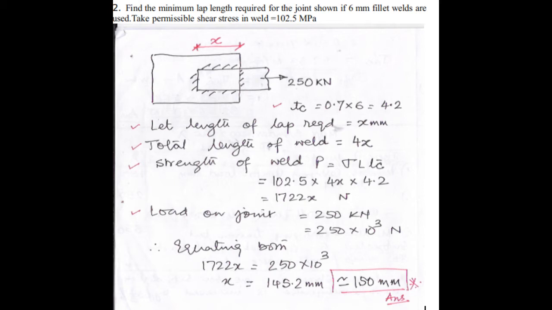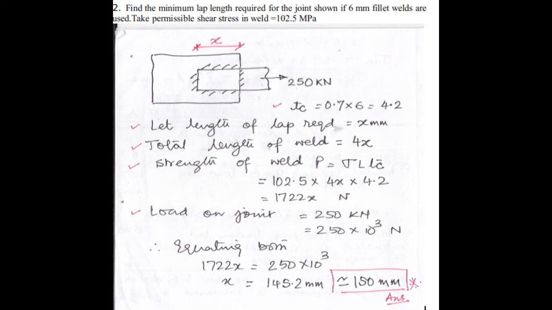The strength of the weld, the formula goes this way: P is equal to sigma L into TC, where sigma is the permissible shear stress in the weld, that is given as 102.5, L is the length of the weld, that is 4x, and TC is equal to 4.2. So this gives us 1722 x, and the unit will be Newton.